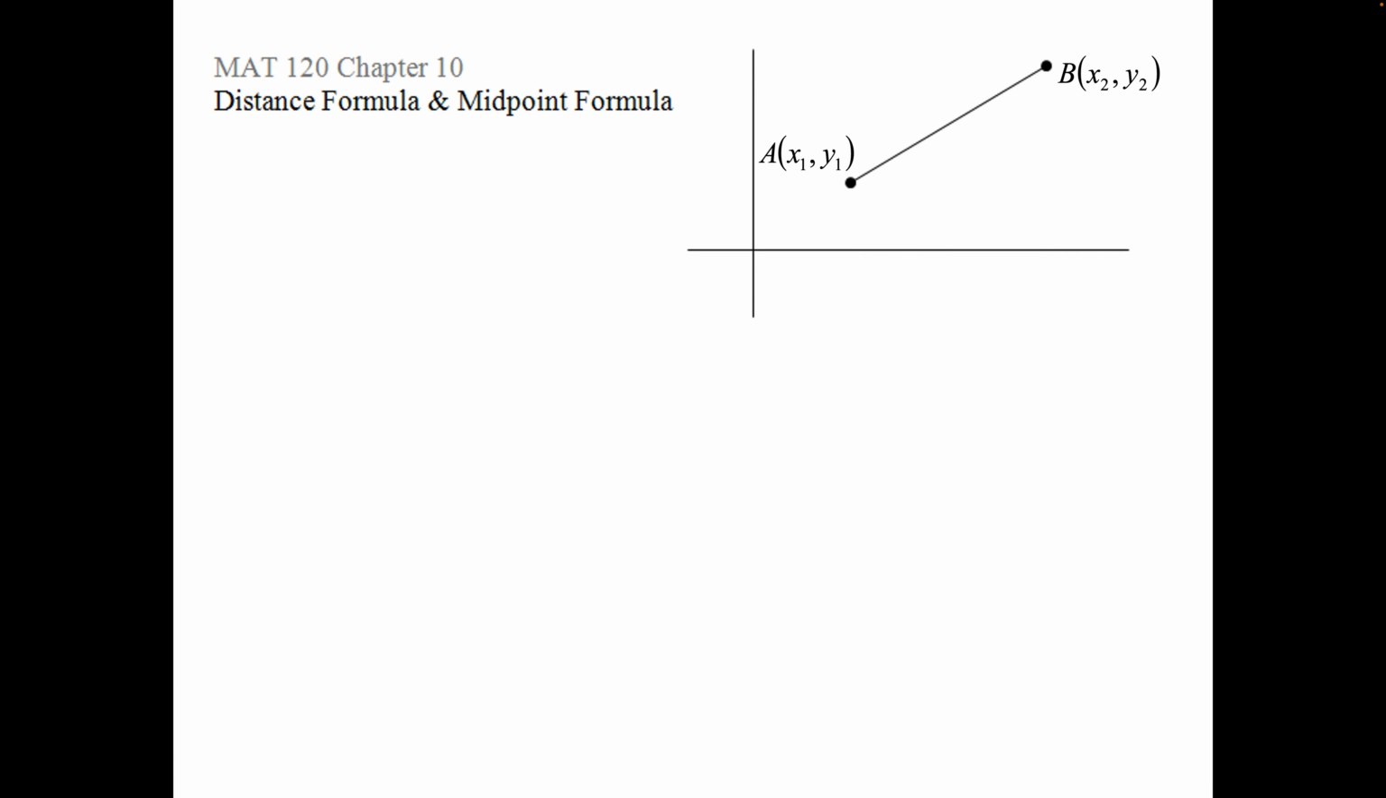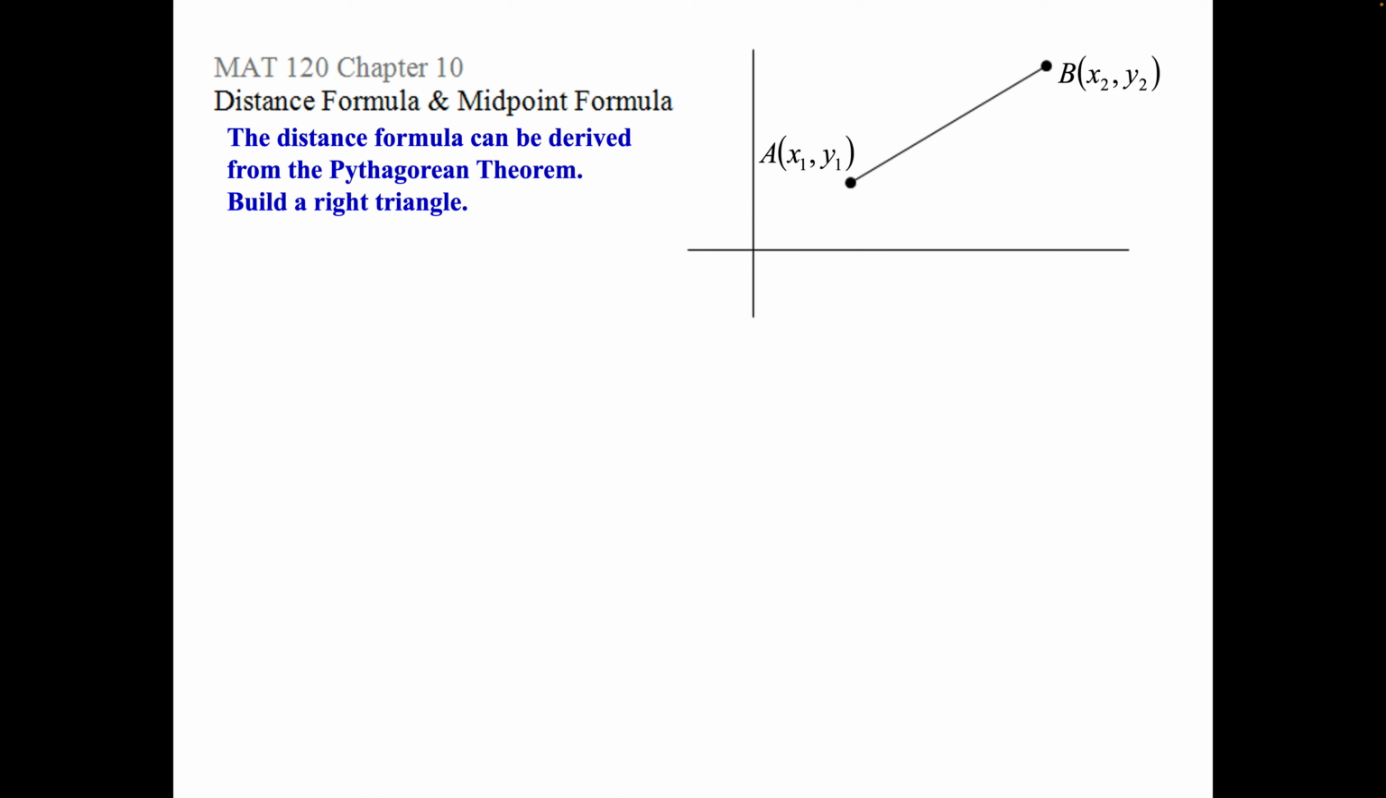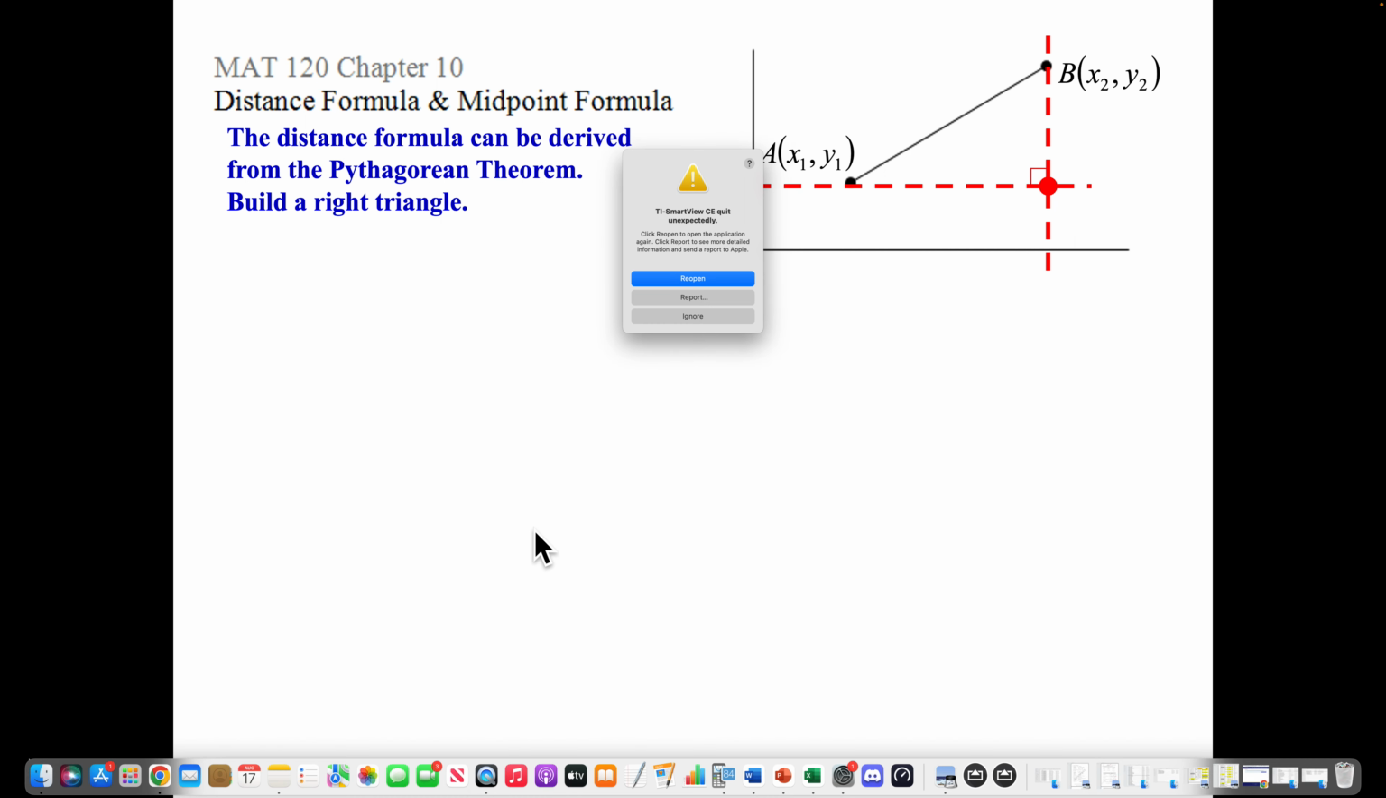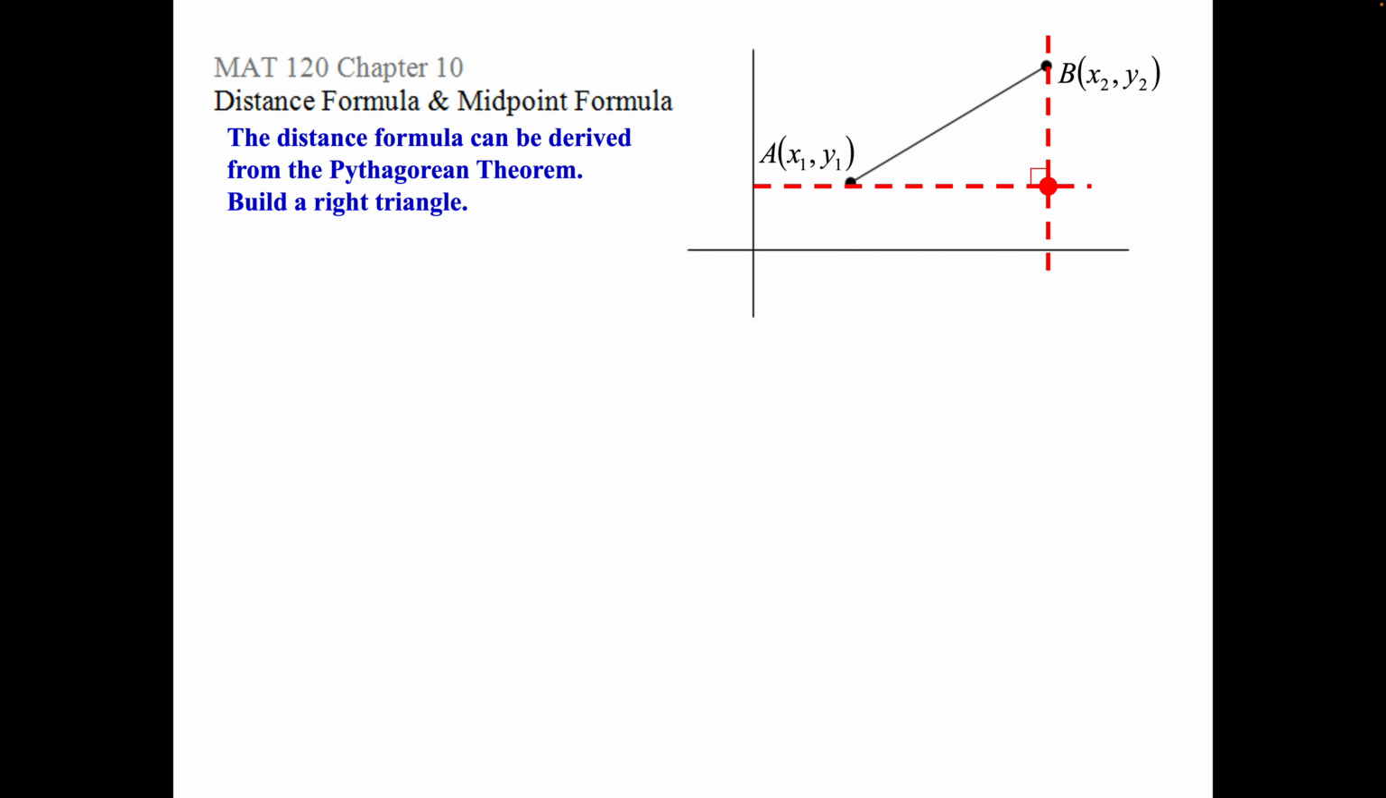Our distance formula and midpoint. The distance formula between any 2 points in the xy coordinate plane can be derived by making a Pythagorean theorem right triangle. So if I build a right triangle, put a horizontal through one point and a vertical through the next, that point of intersection is where my 90 degree angle will be at. Let's call that C. This is going to be point C.